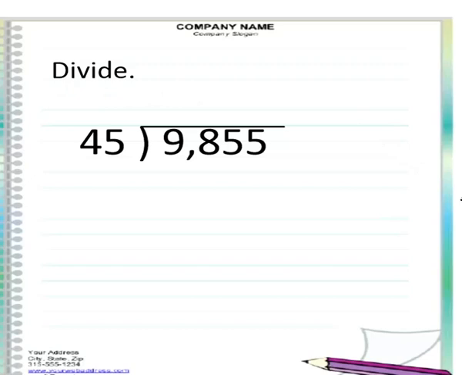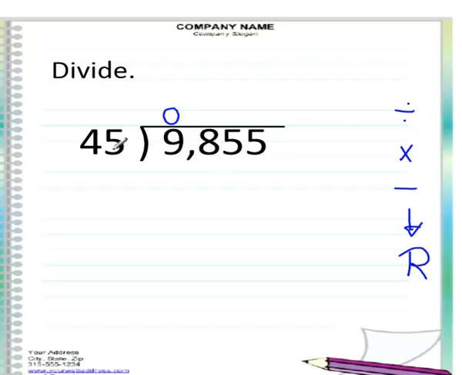Divide 9,855 divided by 45. Let's remember the steps. So the first step is to divide, the second is to multiply, subtract, bring down, and repeat or remainder. Of course, we can't divide 9 divided by 45, so 0. And you can directly take 2 digits because the divisor is 2 digits. If the divisor is 3 digits, start with 3 digits.